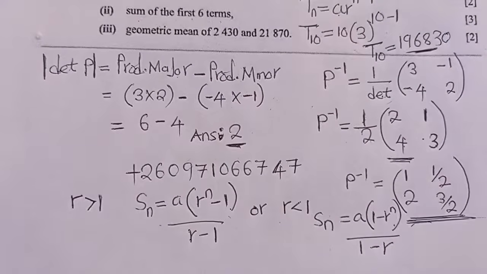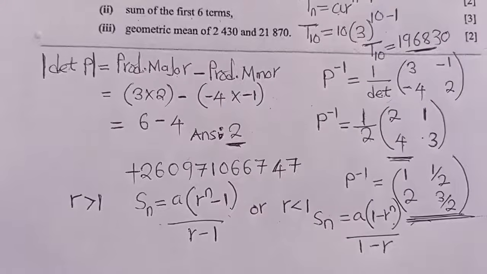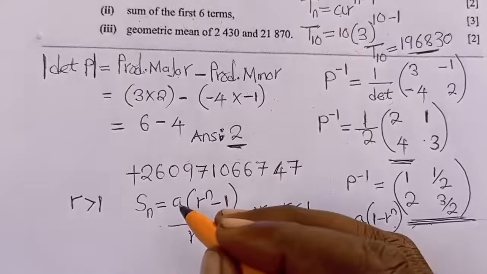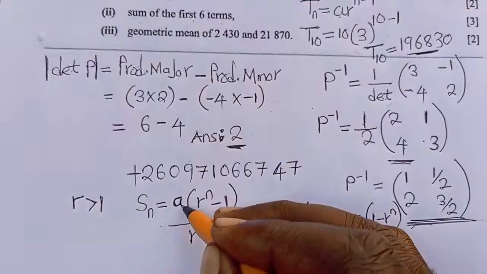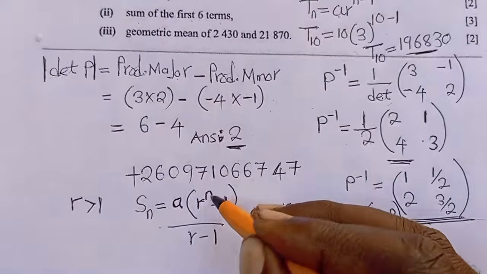So, to dive into the question, we want to find the sum of the first 6 terms. What is our common ratio? 3. Is 3 greater than 1 or less than 1? 3, definitely it is greater than 1. So for greater than 1, this is the formula we are going to use. a is our first term. We know the first term is 10. r is the common ratio. And we want the first 6 terms, so n is 6.